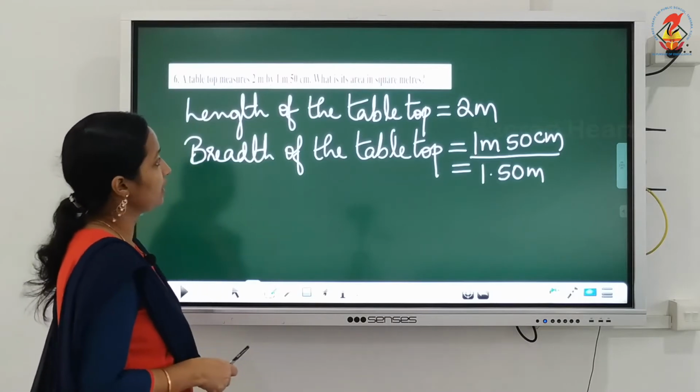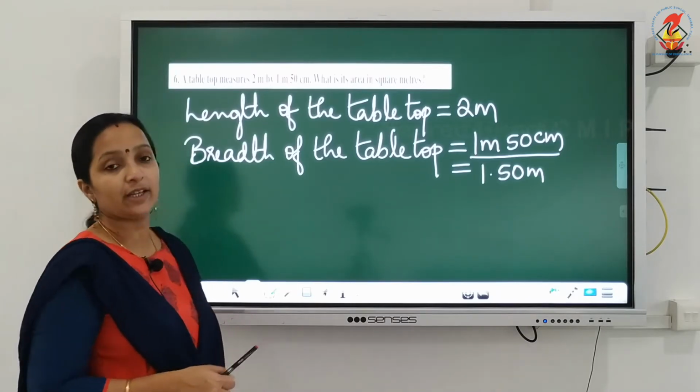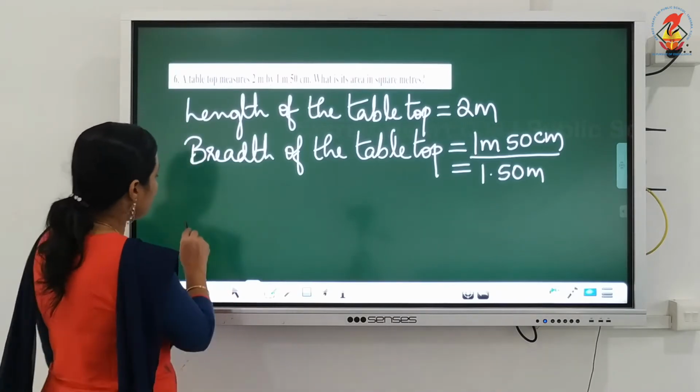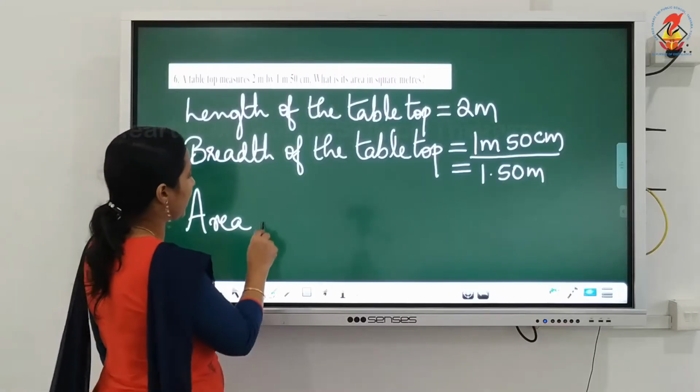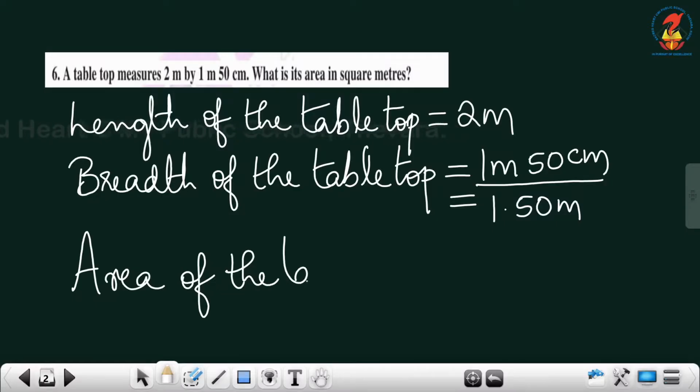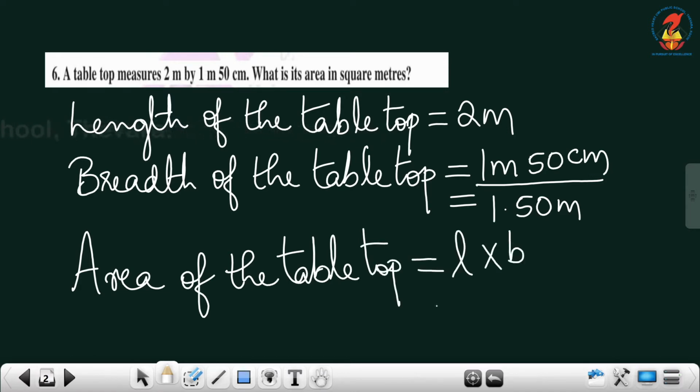Now continue the question. What is its area in square meters? So we have to find the area. We know that for the tabletop, the length and breadth are different, that means it's a rectangle. So area of the tabletop is equal to, what is the formula? Length into breadth, that means 2 into 1.50. What is the answer?